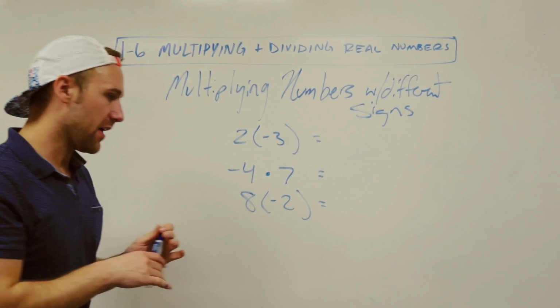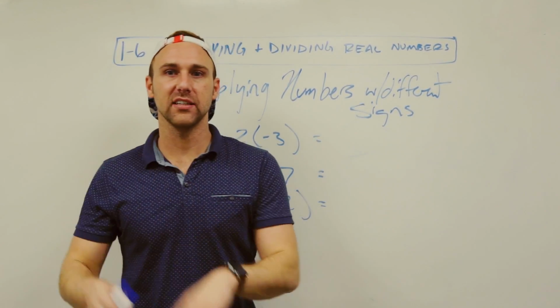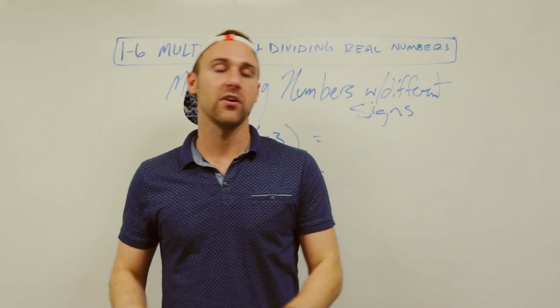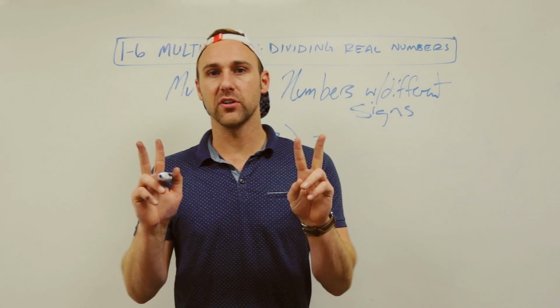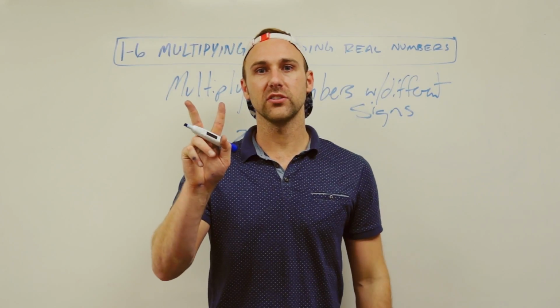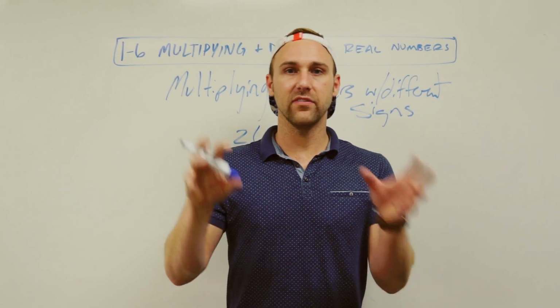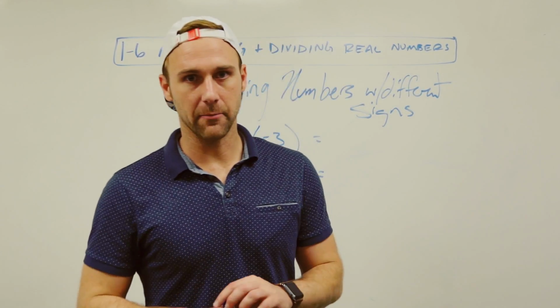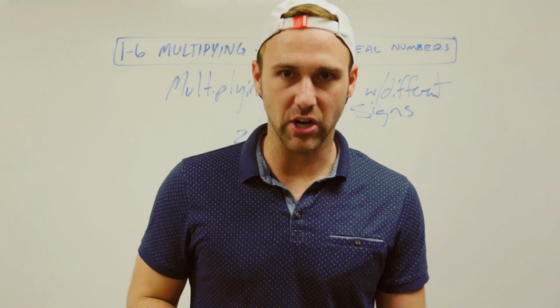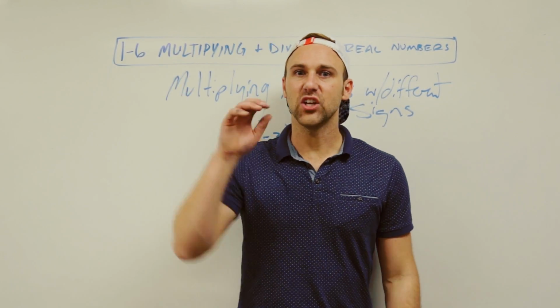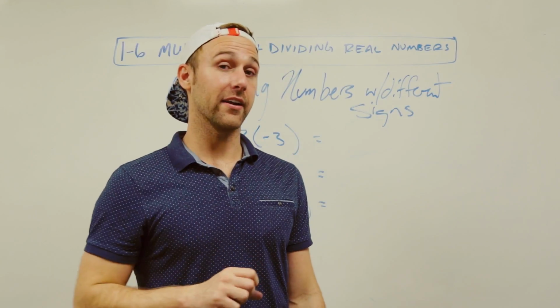I want to talk to you about multiplying numbers that have different signs. What I mean by that is you're multiplying a positive and a negative, or you're multiplying a negative and a positive. I just mean that you've got two numbers, one's a positive, one's a negative, doesn't matter the order, and you're multiplying them. Spoiler alert, it's always going to be a negative, all right?